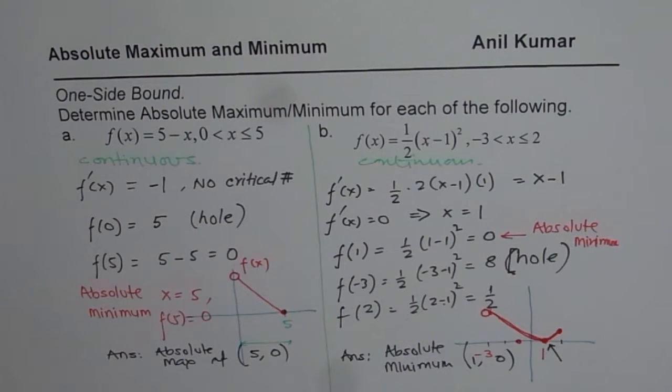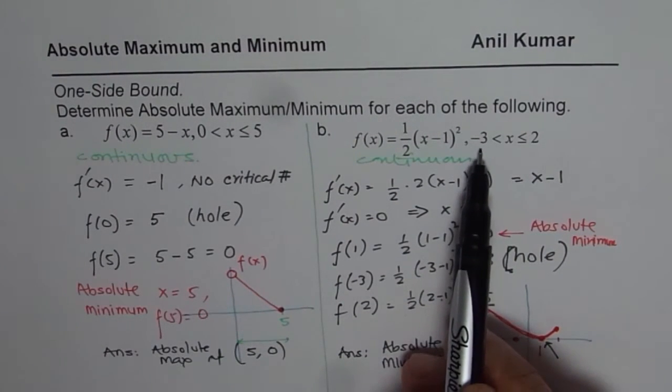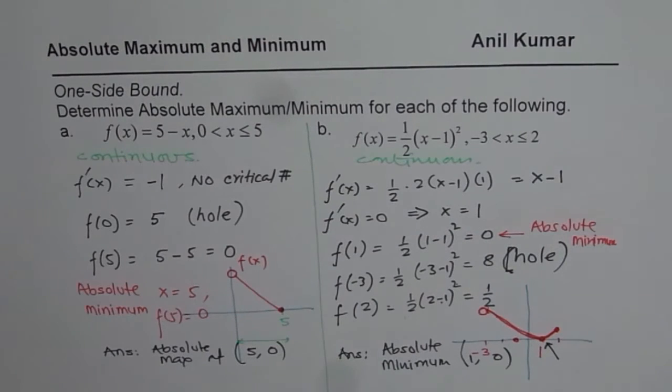Okay. So I hope with this example you also understand that we could have absolute maximum and minimum questions in the test paper where the function is bound from one side. So these examples are not in your book. So I'd like you to go through them and understand the concept. These are very simple questions only to make you understand the concept.